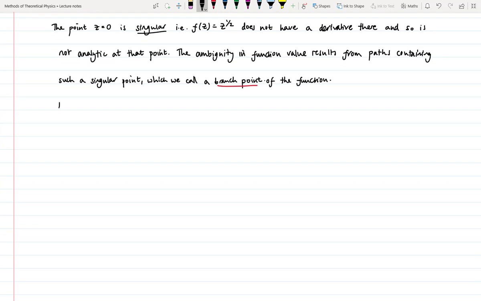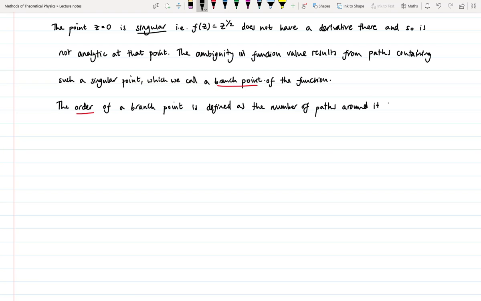Some more terminology. The order of a branch point is defined as the number of paths around it that must be taken before the function returns to its original value.